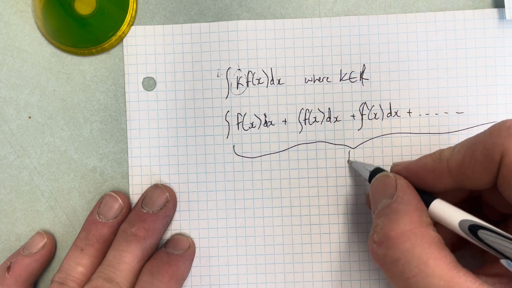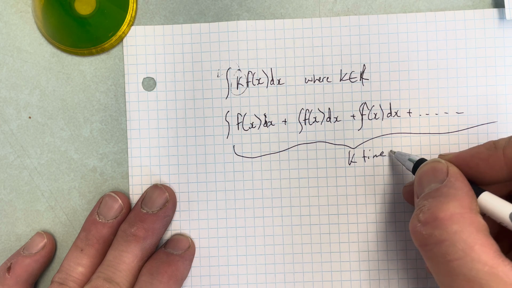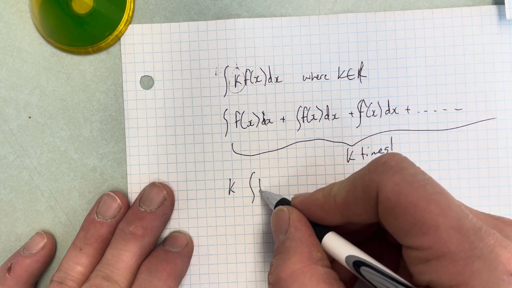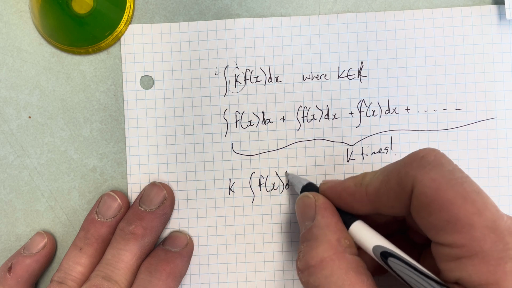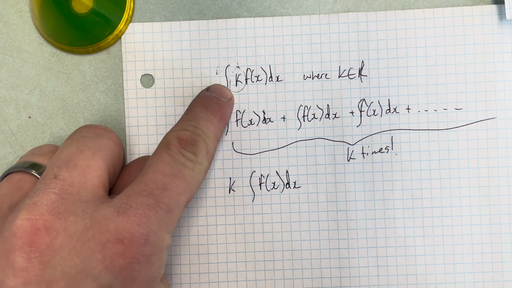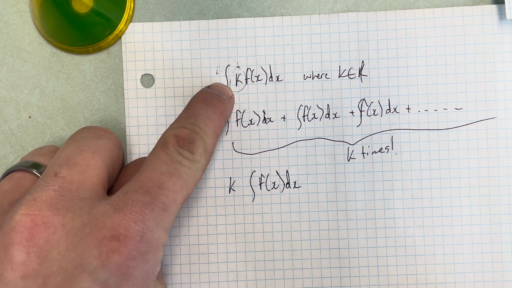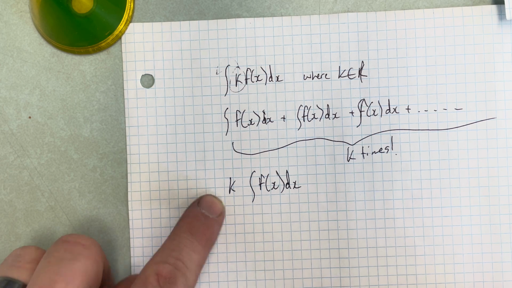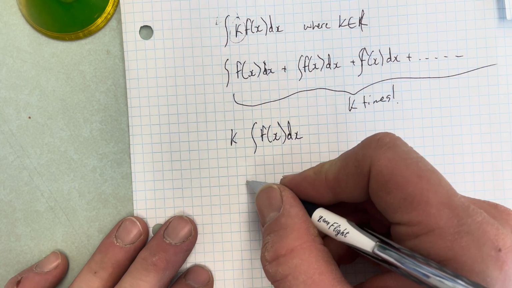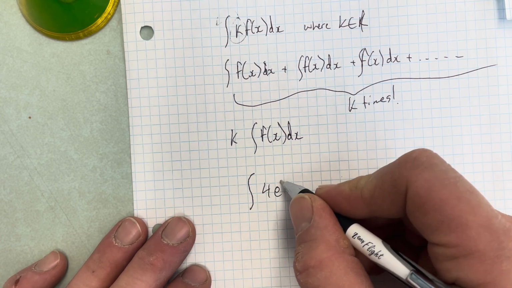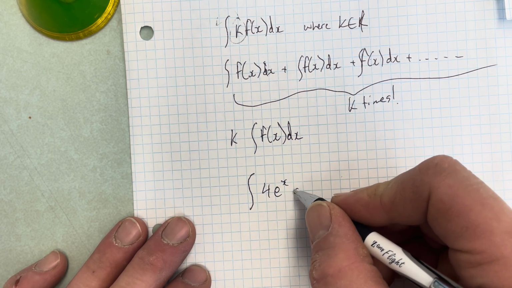And that's using the previous properties. So we have this k times. Then why don't we just write that as k times the integral of f of x dx. This is the constant multiple property. We can take a k that's a coefficient of an expression that we're integrating and remove it from the integral. It's like common factoring. So here's an application of that. Suppose I was taking the integral of 4e to the x dx.